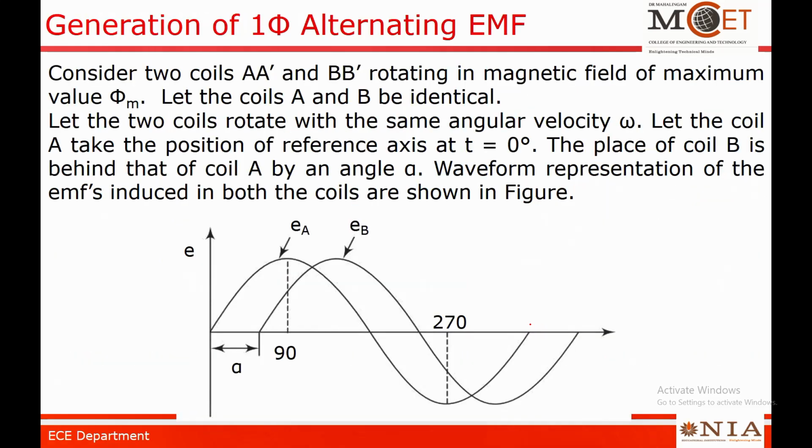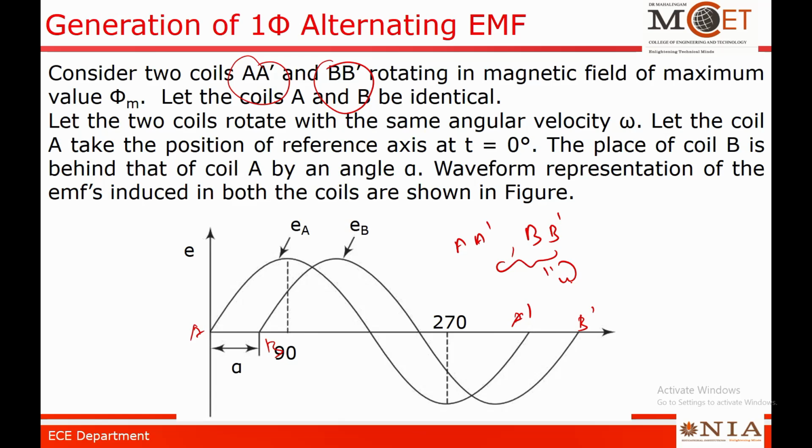The next topic is the generation of the single phase alternating EMF. Now we are going to consider two coils, A dash coil and B dash coil. Here the A dash coil produces such a waveform, and the B dash coil produces a sinusoidal waveform. Let us consider these two coils rotated with the same angular velocity, which means that both coils have the same angular velocity omega.